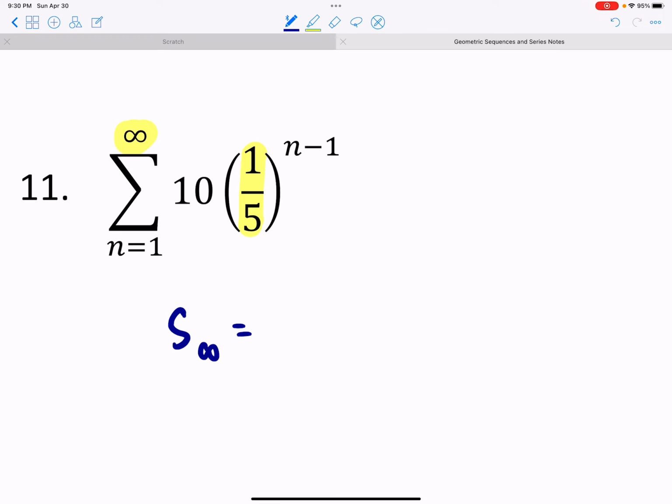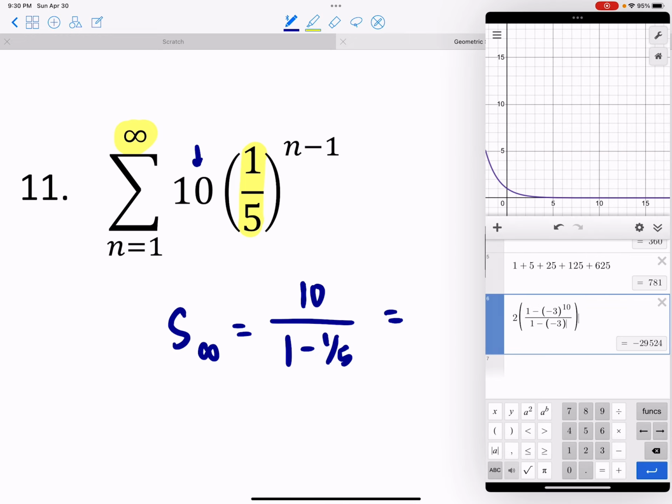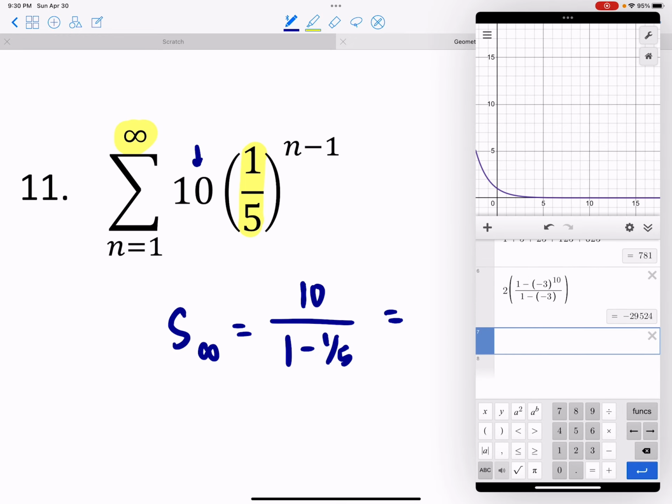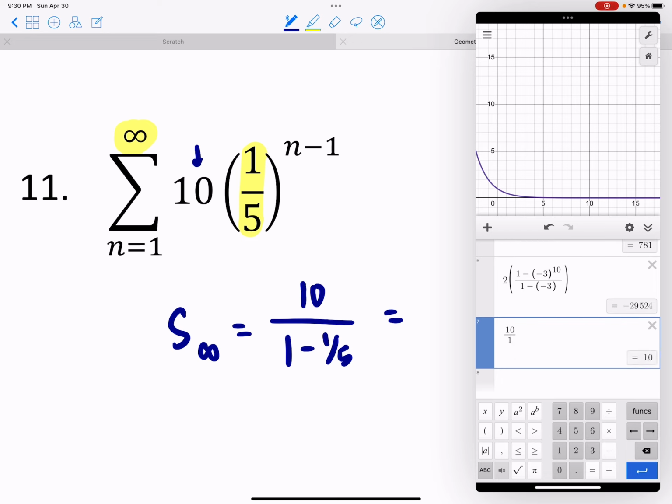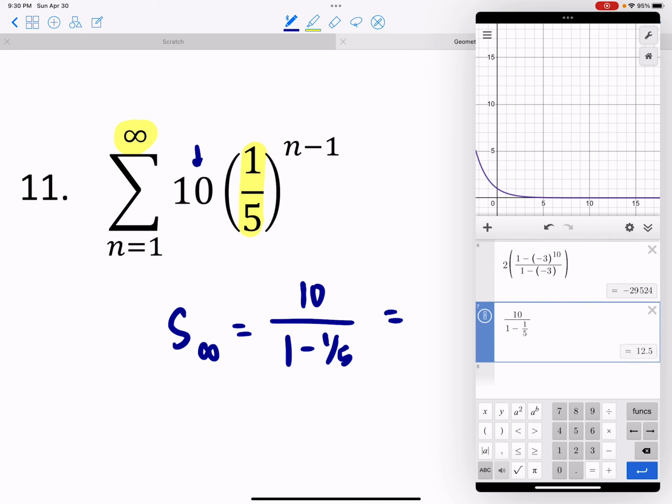On the top is the first term, that's given to me here as 10, and on the bottom it's 1 minus that common ratio. And really, I shouldn't have to go to the calculator for this. 5/5 minus 1/5 is 4/5, so that would be 50/4, or 25 halves, or 12.5, but let's just be safe. 1 minus the 1/5, and look, I did it again. Let's use parentheses to be proper. So 12.5, there it is.